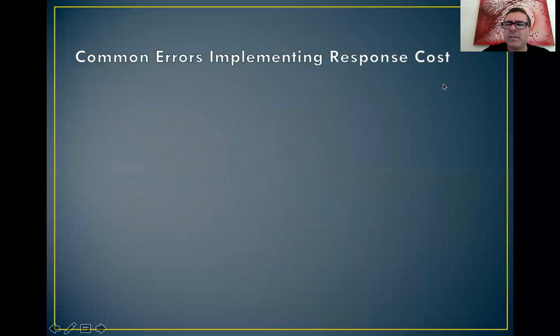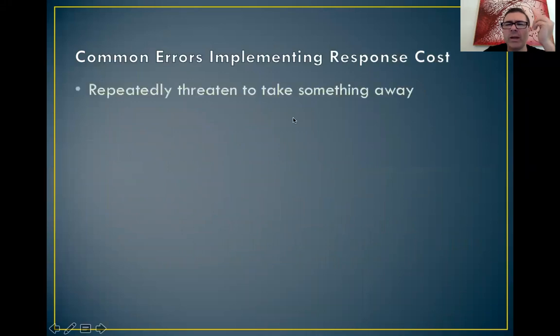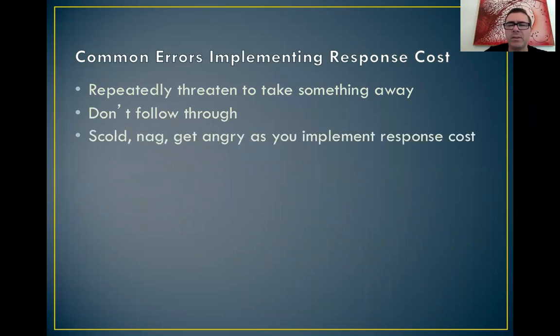There are some common errors here. Just like with the timeout, there are some common errors in implementing response cost. They're related to, again, if you threaten to take something away, but you don't, that could be a problem, right? Because then your description of what's going to happen means nothing anymore. People will just not listen to you. If you scold, nag, get angry as you implement the response cost, what's the problem with that? What could be a potential side effect of engaging in all of those things contingent upon the problem behavior? Can anyone type something? Yeah, so you're getting attention, exactly. Thank you. So you get attention, and that could potentially reinforce the problem behavior, right?